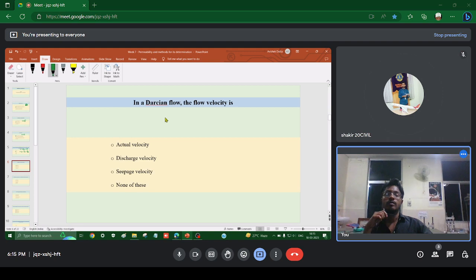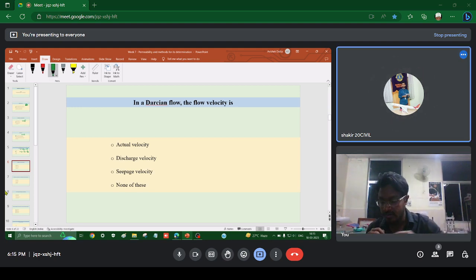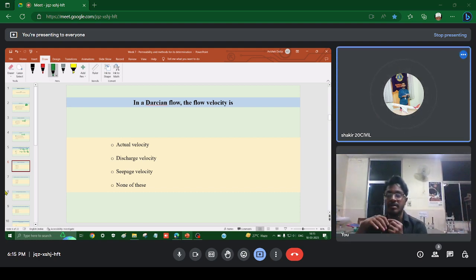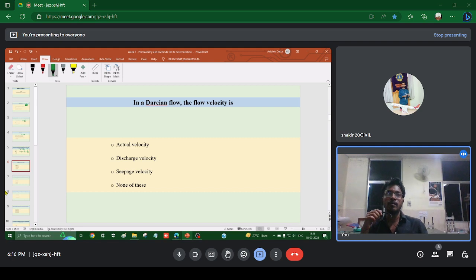In a Darcian flow, the flow velocity is the discharge velocity. Good, because as I have mentioned, the full cross sectional area is considered. As I mentioned in the first question, while we perform the numericals with respect to Darcy's law, we take Q equals to KIA. This is the formula of Darcy's law.